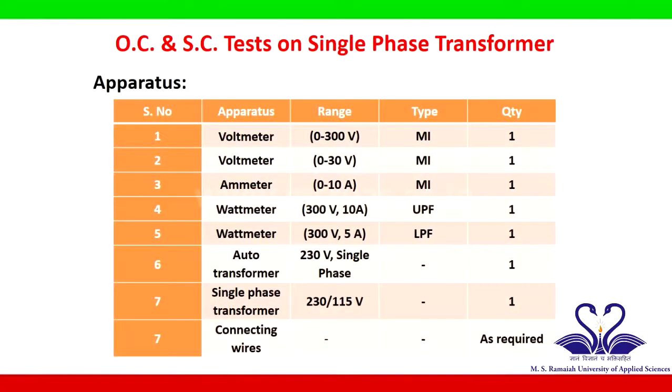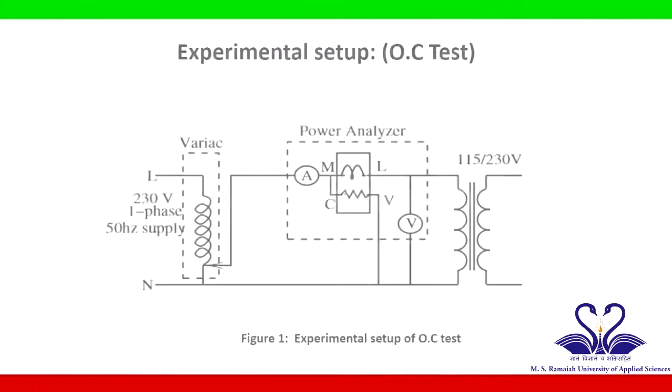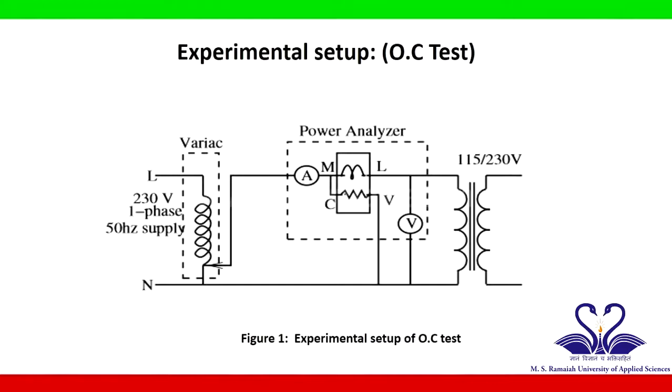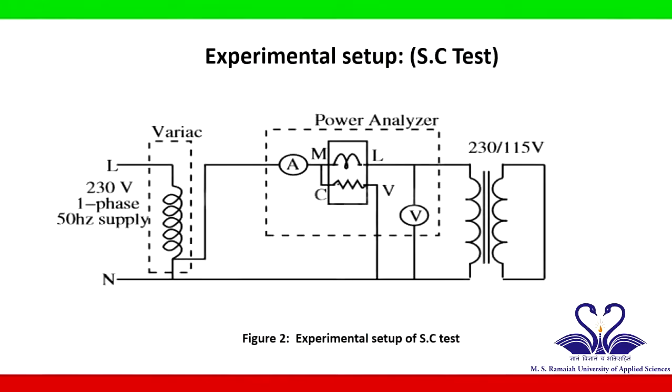To verify this experiment, we need 2 voltmeters and 1 ammeter with suitable ranges, 1 low power factor wattmeter, 1 unity power factor wattmeter, single phase auto transformer, single phase transformer and connecting wires. This is the experimental setup of open circuit test. This is the experimental setup of short circuit test.